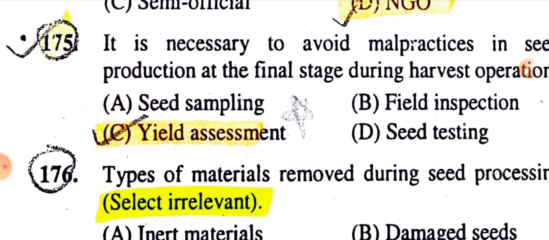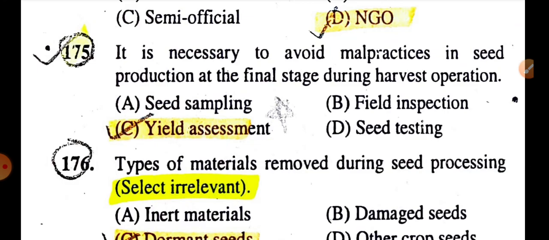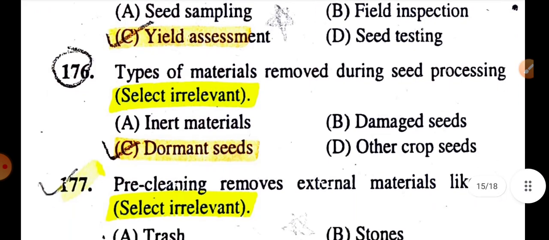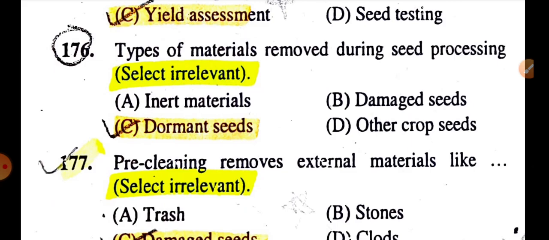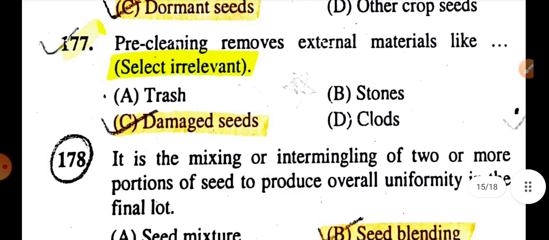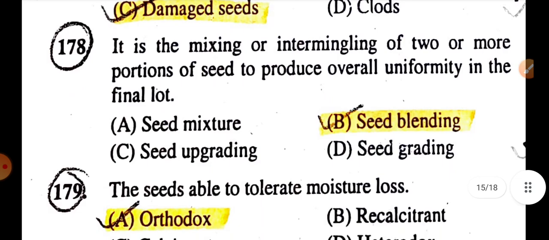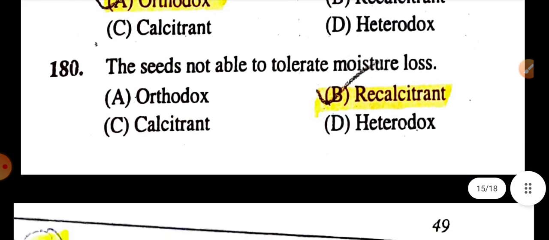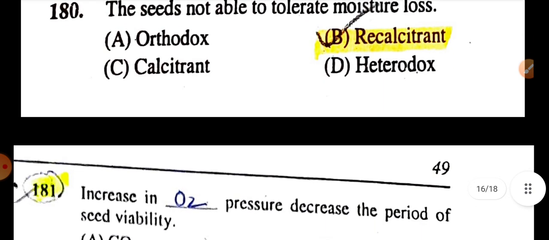It is necessary to avoid malpractices in seed production; the final stage during harvest operation is yield assessment. The types of material removed during seed processing are inert matter, damaged seed and other crop seed, not dormant seed. Pre-cleaning removes external material like trash, stone and clods, not damaged seed. Mixing or intermingling of two or more portions of seed to produce overall uniformity in the final lot is seed blending. Seed able to tolerate moisture loss is orthodox seed. Seed not able to tolerate moisture loss is recalcitrant seed.